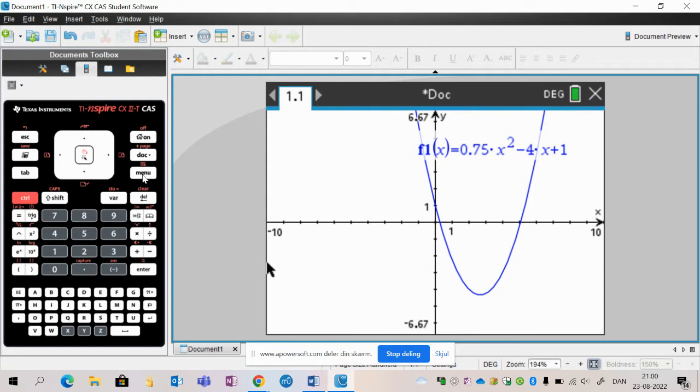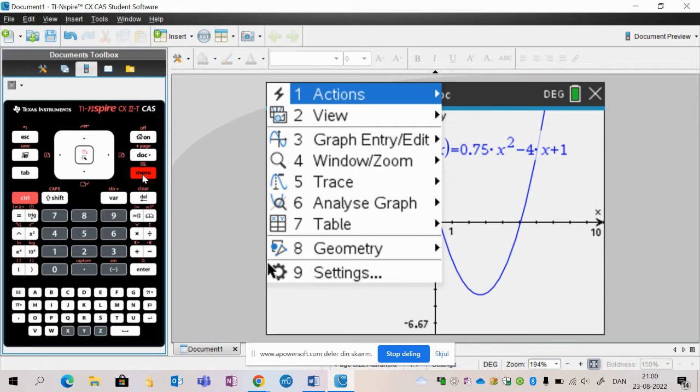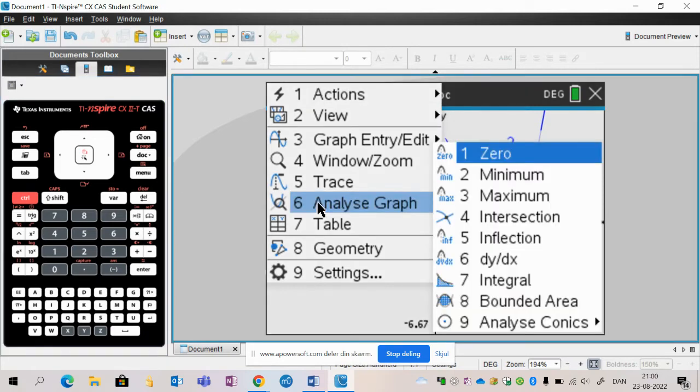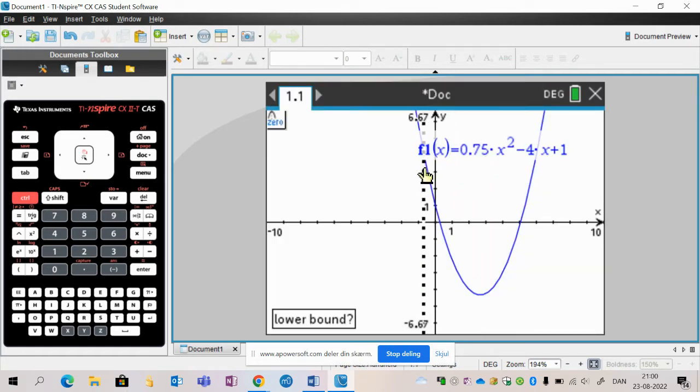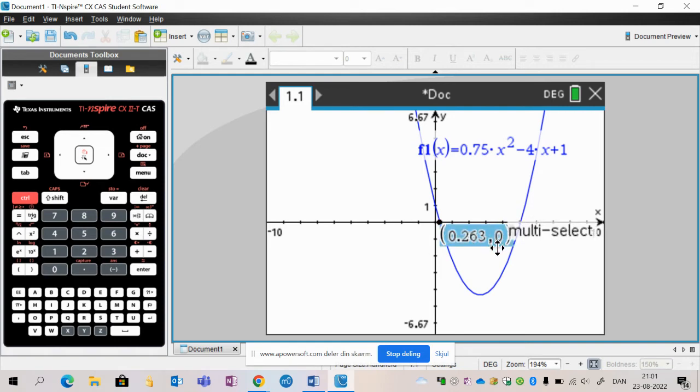We do that by pressing menu here and choosing Analyze Graph, number 6, and number 1 is find a zero. What we do then is to mark up a left or lower boundary, a boundary that sits before the actual zero. So I'll press somewhere here, and then I'll drag until I pass the zero, and then I'll make my upper bound. Now it found the first zero here. I'll drag the label over here so we can see it.